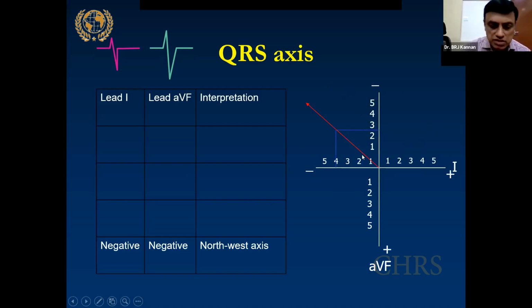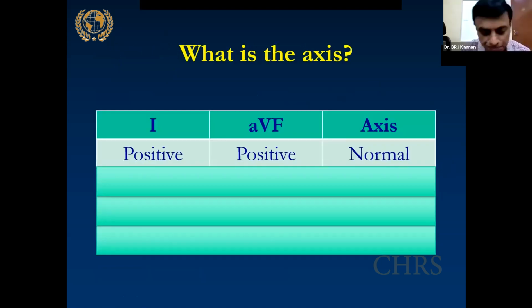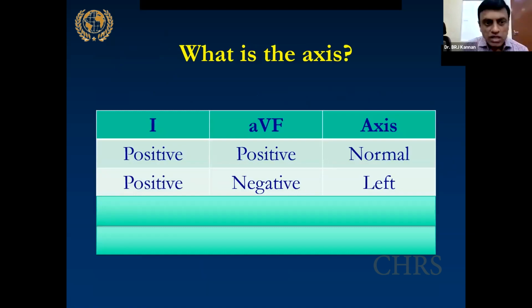So it's very simple. Take just lead 1 and AVF. If both are positive, it is normal axis. If lead 1 is positive, AVF is negative, it is left axis. Just imagine that you are holding a ribbon-like ECG. In the ribbon-like single lead ECG, you have 1, 2, 3, AVR, AVL, AVF, right? So AVF is the last lead. Lead 1 is the first lead. Lead 1 is in the left hand, AVF is in the right hand.